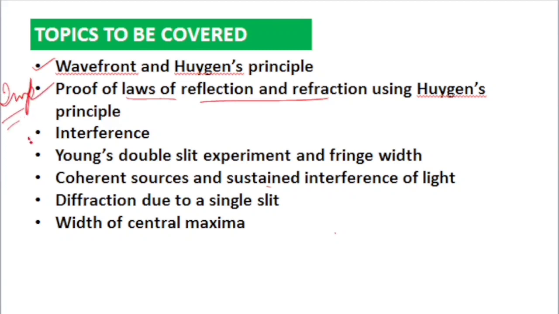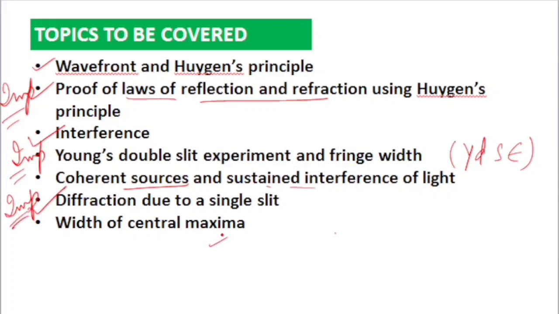After that, interference, Young's double slit experiment and fringe width. This topic is also very important. Then what do you mean by coherent source, sustained interference and diffraction due to a single slit? This one is also very important, width of central maxima. So I will discuss each topic one by one.